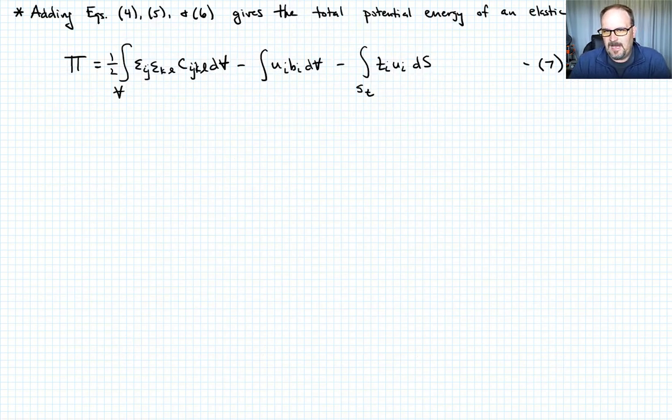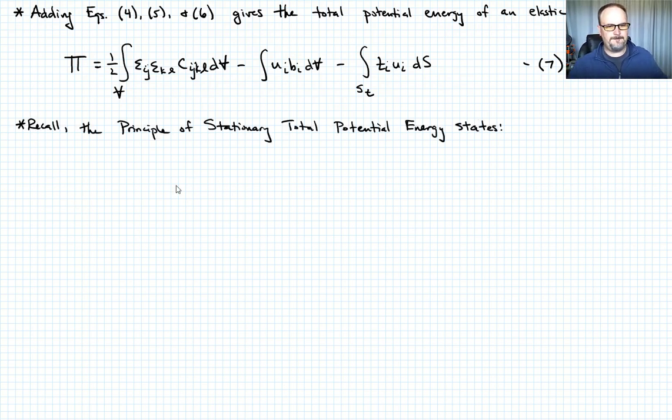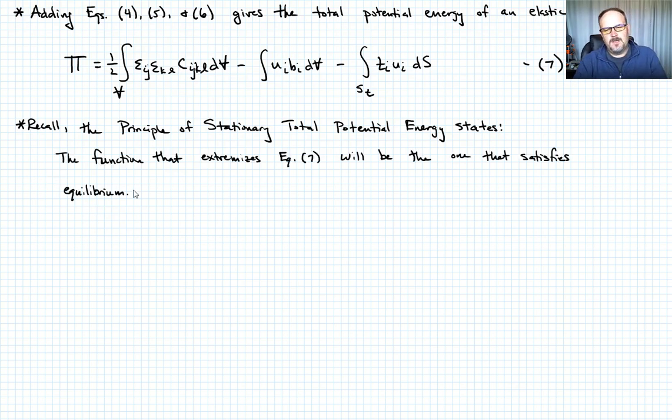Okay, so now we've defined the total potential energy of an elastic body. I want to remind you of the principle of stationary total potential energy. What did that say? It states the following: the function that extremizes the functional given by equation 7 is going to be the one that satisfies equilibrium. Let me just describe the strategy that we want to use here.